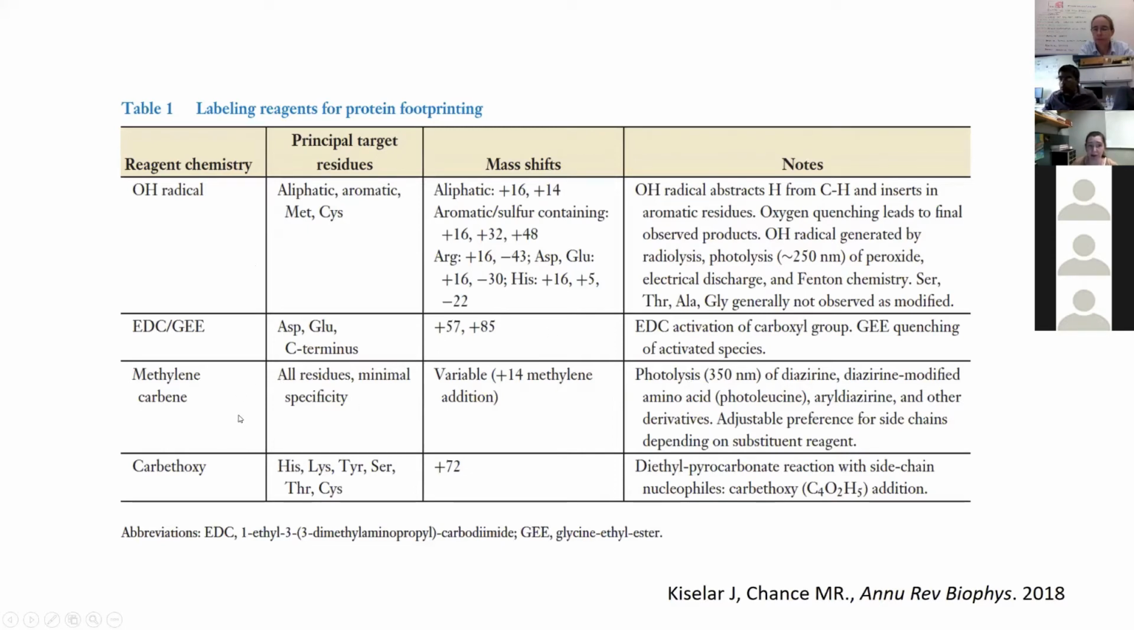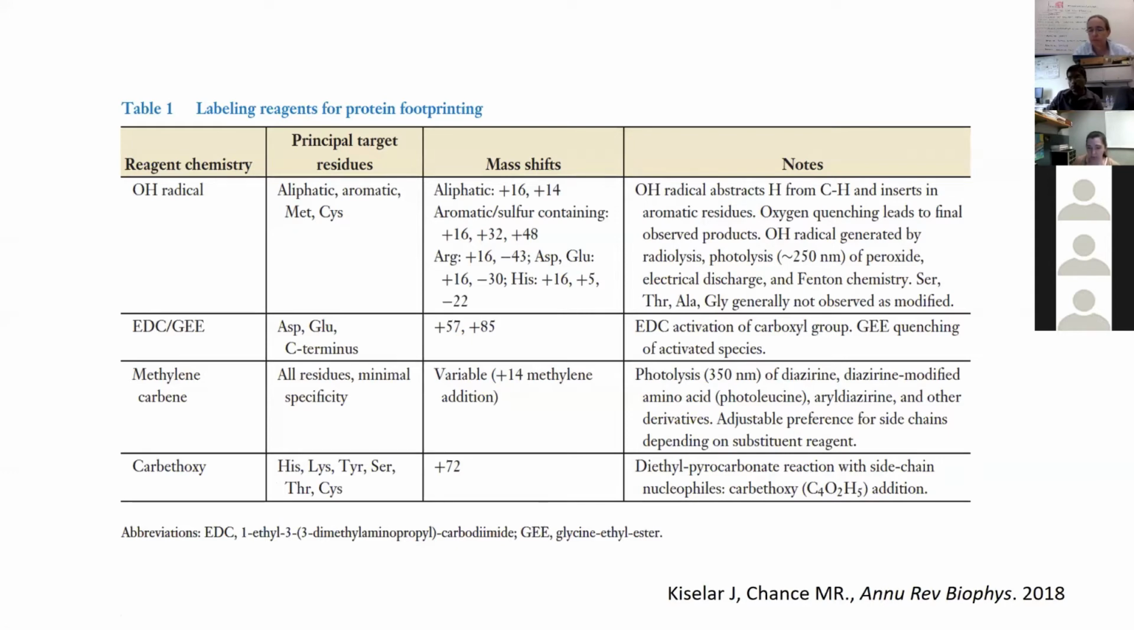And there are other two techniques which are not as utilized, but still worth mentioning. It's a methylene carbene chemistry, because not all residues can be modified. And usually this reaction is done by photolysis of diazirine. So again, some groups are using that, but not as widely utilized as hydroxyl radical and GEE currently. And carbene chemistry only labels 6 residues, has only a plus 72 product, which is simple. But again, the reaction is kind of more complex than the reactions described above.